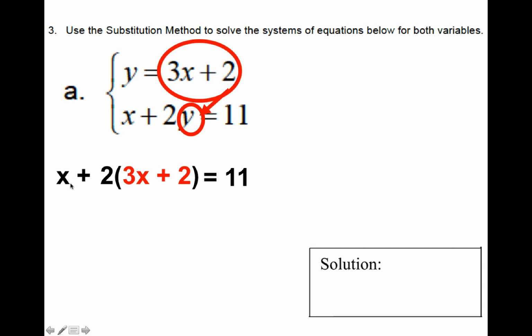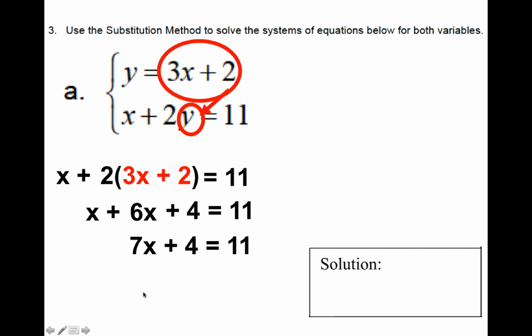So we can drop down the x plus and then distribute the 2. So that'll give us 2 times 3x, which is 6x, and 2 times 2 is 4. And then this should equal 11. X plus 6x makes 7x. Minus the 4, 11 minus 4 is 7. Divide by 7, you get x equals 1.